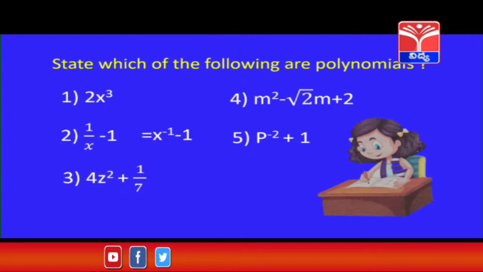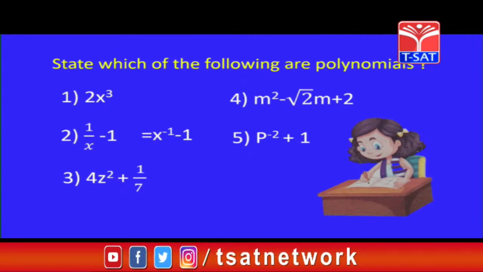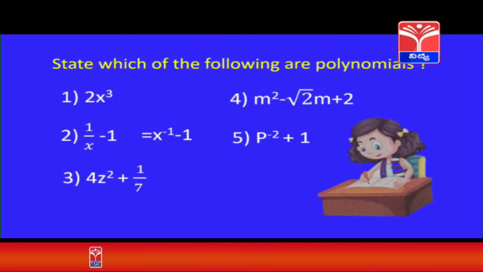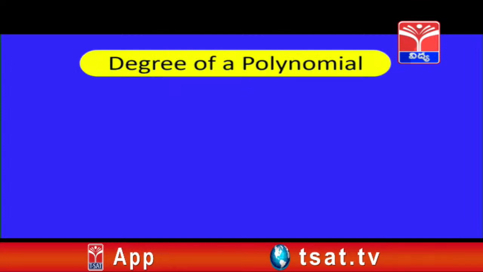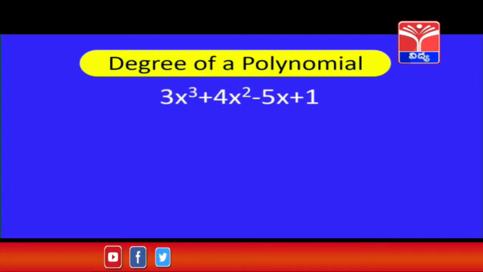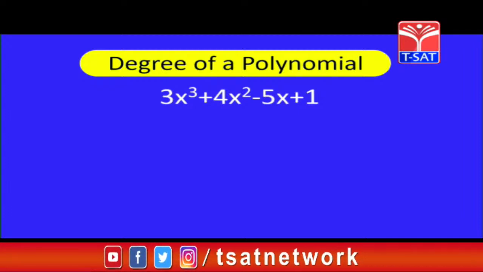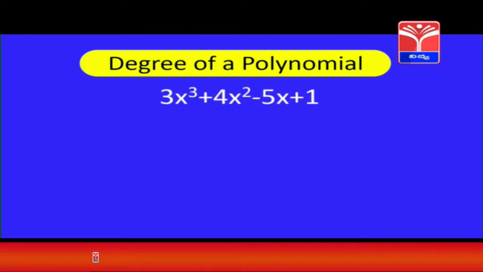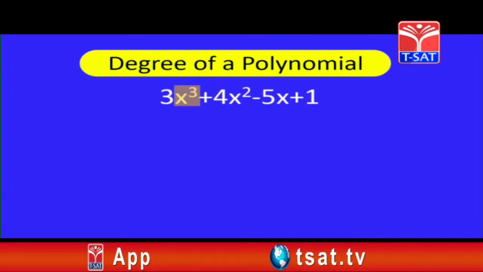Now let us go to particularly the exponents of the variables and which is the highest exponent. This teaches us the degree of a polynomial. Let us come to the next one, degree of polynomial. 3x to the power of 3 plus 4x square minus 5x plus 1. What is the highest exponent in this polynomial? What is the variable in this polynomial? Now see this. I think this is the highest exponent.